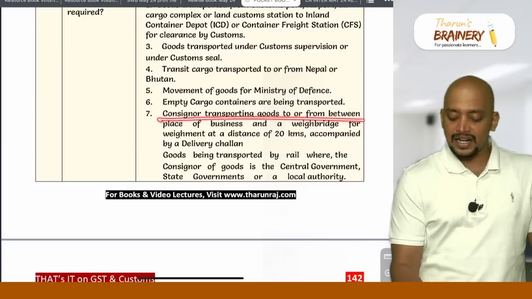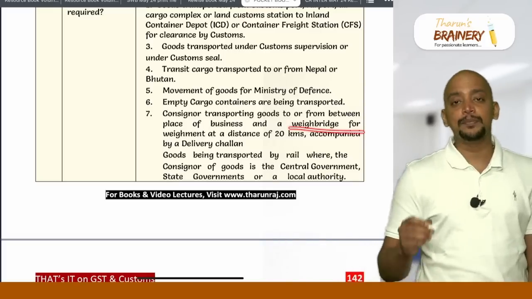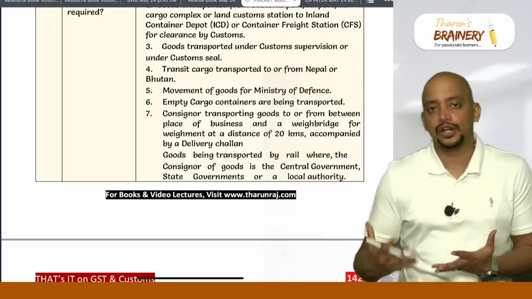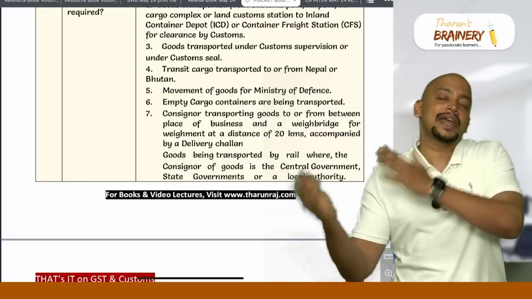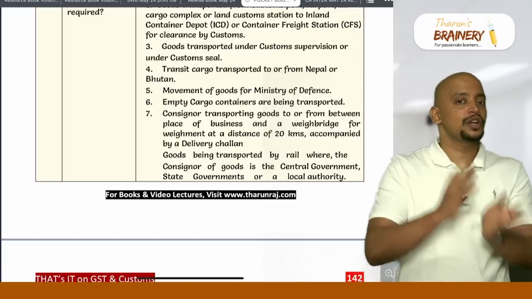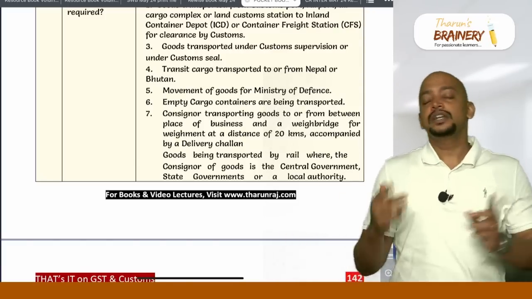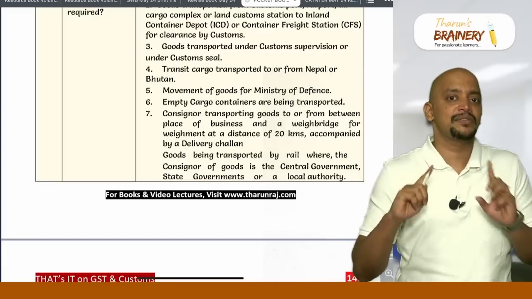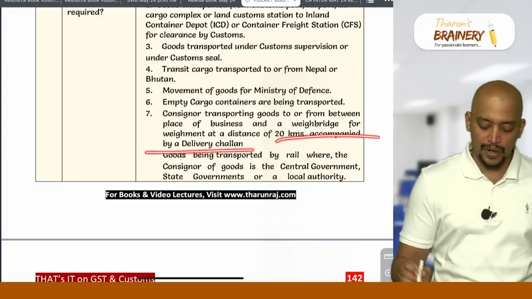Then, the consignor transporting goods to or from the place of business and a weight bridge. First the lorry will go to the weight bridge to take the weight of the lorry. That lorry does not contain goods, so an e-way bill is not required. Now again the lorry will return to the factory and the goods will be loaded into the lorry. Now the lorry will go to the weight bridge to take the weight of the lorry with goods. Now as the goods are inside the lorry, if the movement is within 20 kilometers, an e-way bill is not required. If the movement is beyond 20 kilometers, an e-way bill is required.